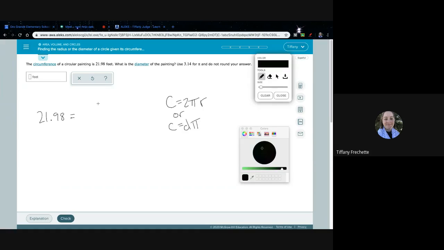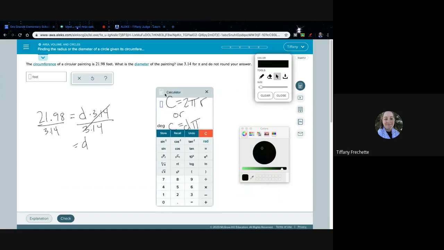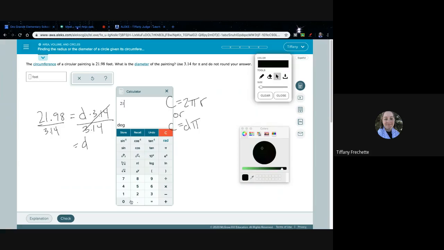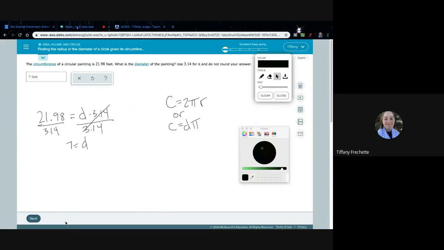So we want to use the formula that has diameter in it. So we have d times 3.14. We're going to divide by 3.14 on both sides. 3.14 cancels, because any number divided by itself cancels. They do give us a calculator here, which is nice. So we have 21.98 divided by 3.14 equals 7. All right, so diameter equals 7 in this one. So let's go ahead and enter 7 feet and then hit check.